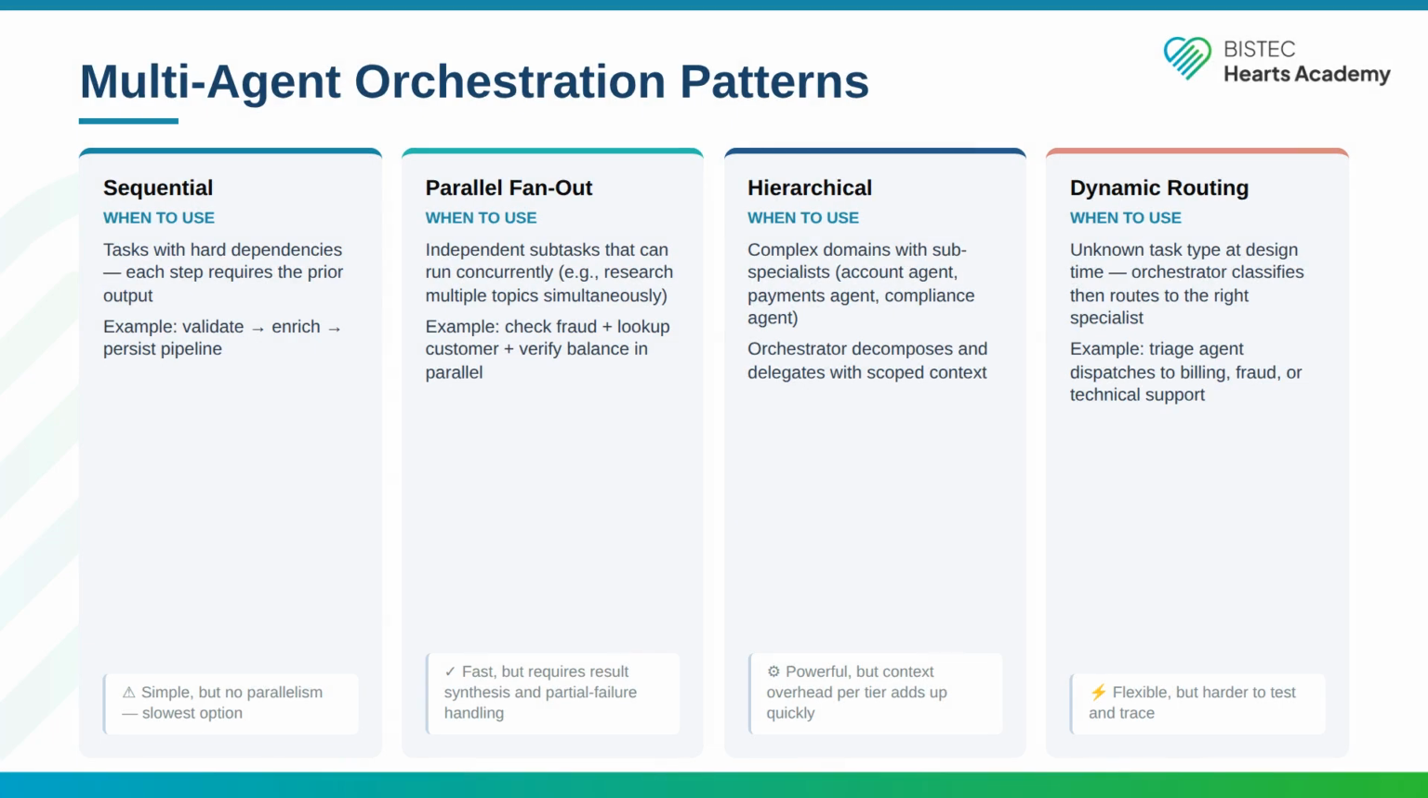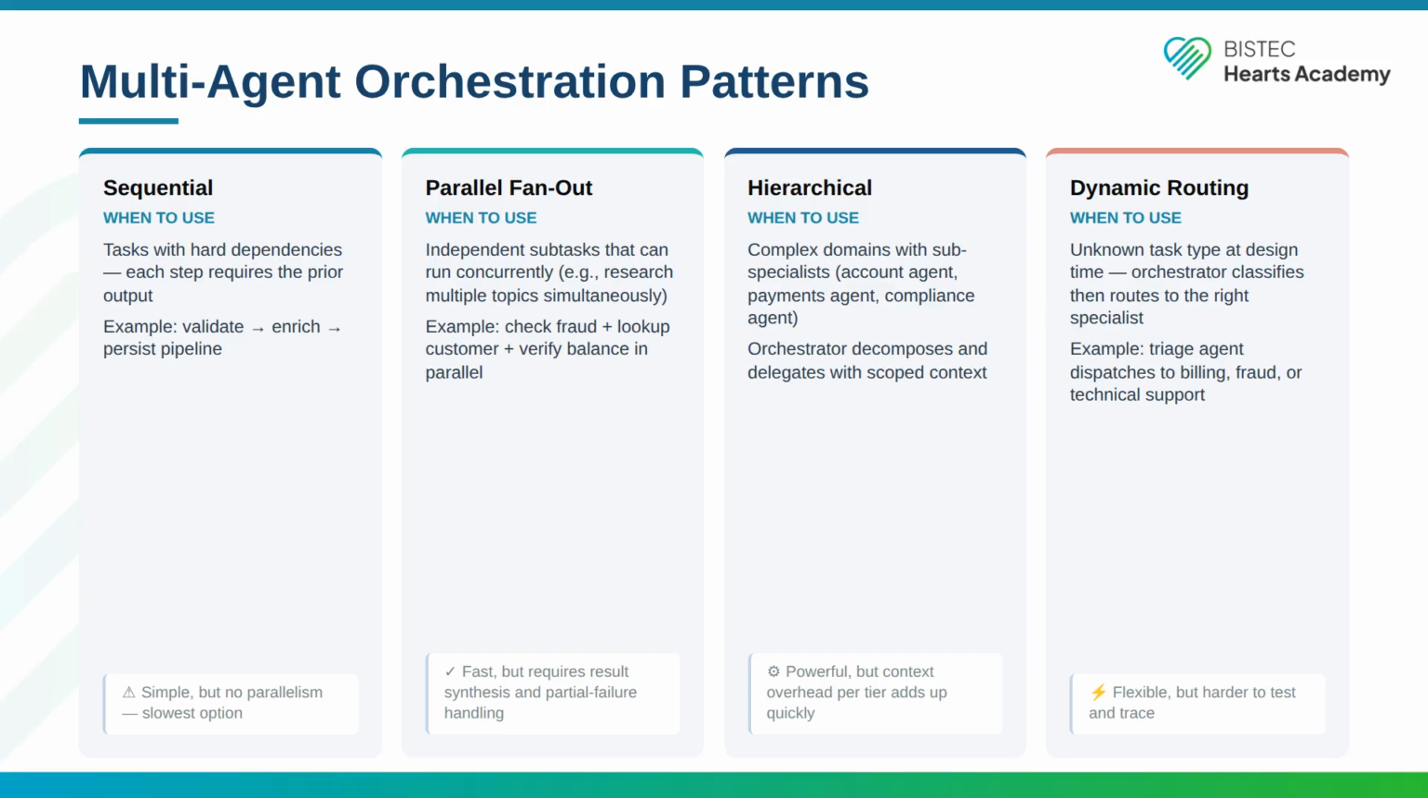Once you have the basic agentic loop, the next design question is, when should you use multiple agents and how should they be organized? There are 4 canonical orchestration patterns, each with distinct trade-offs. Sequential orchestration is the simplest pattern. Task A completes before task B starts.